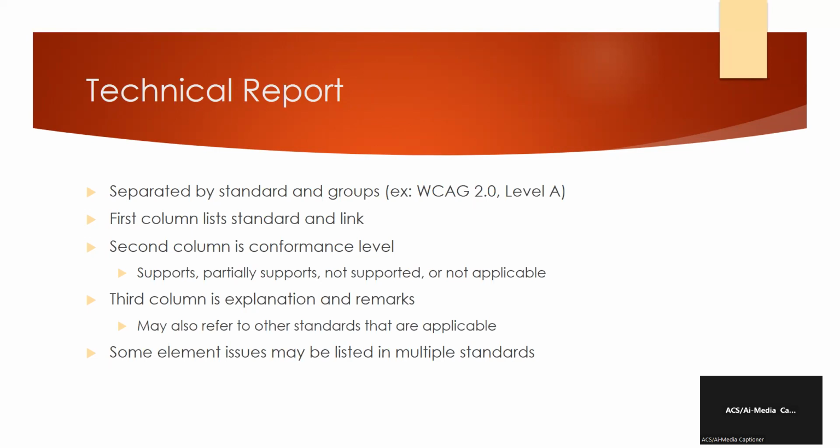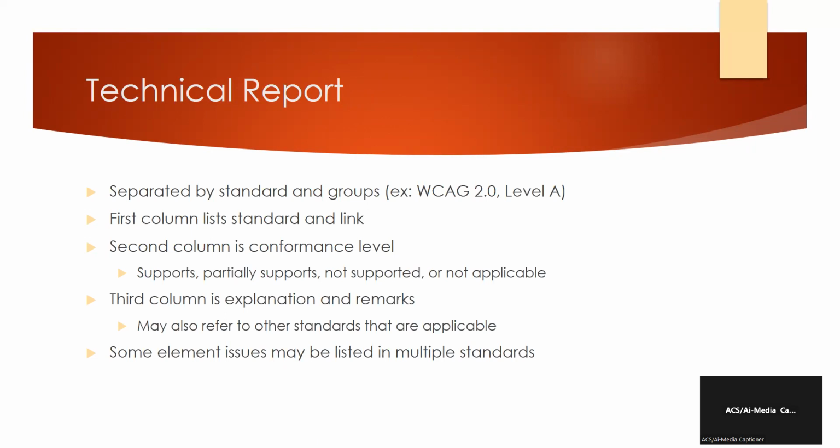And from there, the report itself is separated by standard and groups. As I mentioned, it goes WCAG 2.0 level A, then there'll be a section for level AA. And then on the 508 version, we'll have separate sections for the different chapters, like hardware and software and support documentation.